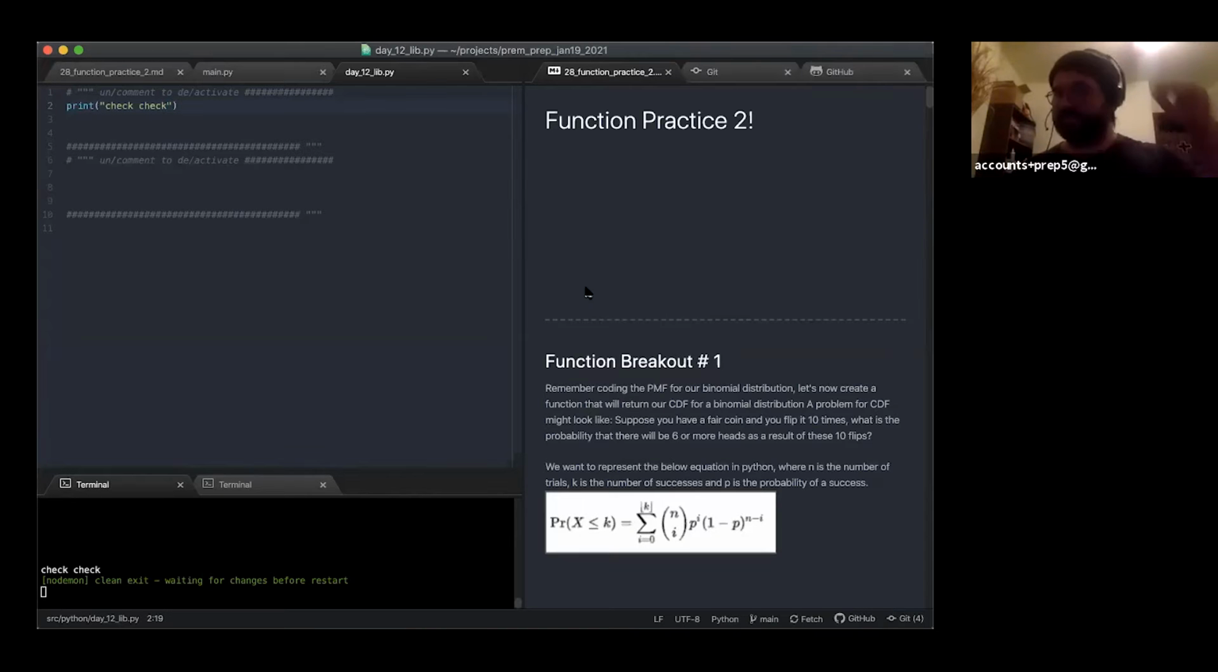So today we just have some function practice. We just got a few code along projects to go through. Apologies, I don't have the slides posted in GitHub yet. Those will be up after class ends today.